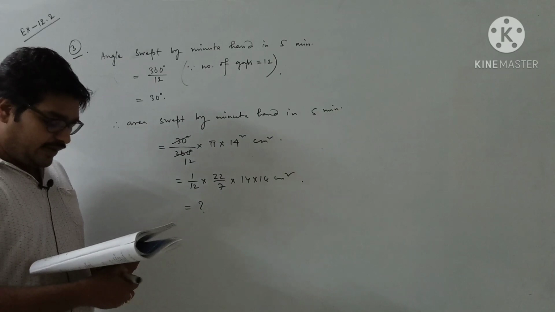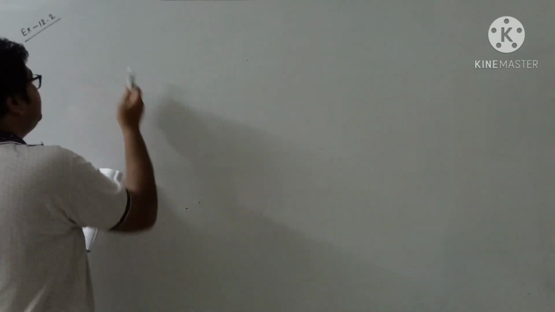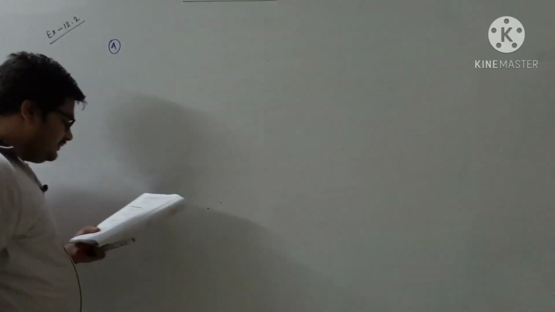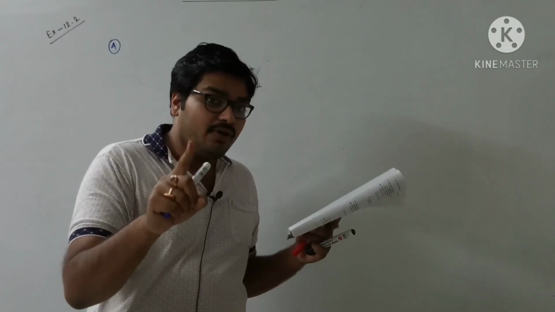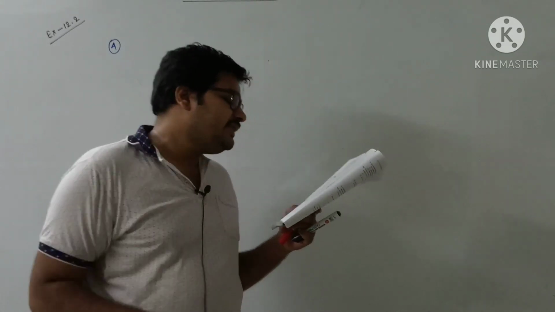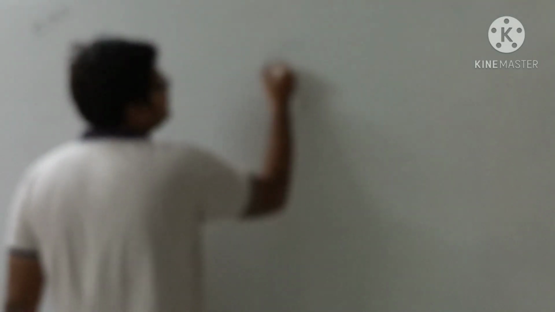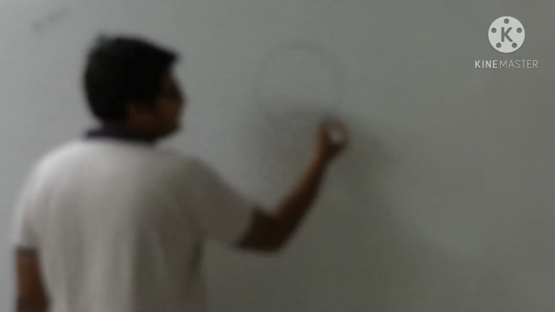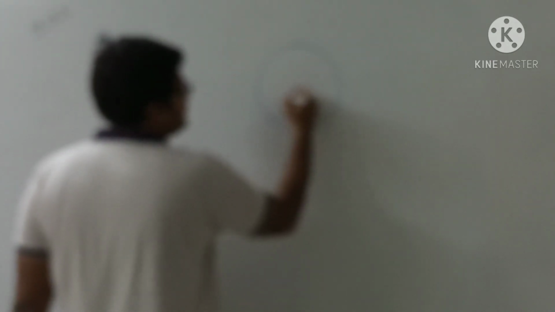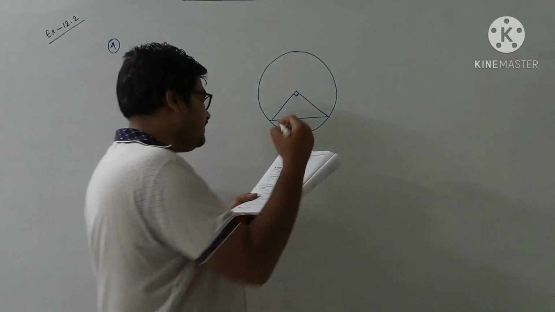So now we move to our question number 4. See the sum once. A chord of a circle of radius 10 centimeter subtends a right angle at the center. The chord subtends an angle, what angle? Right angle, that is 90 degrees. And what is the radius of the circle? It is given in the question, 10 centimeter.